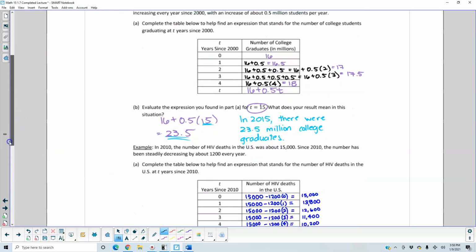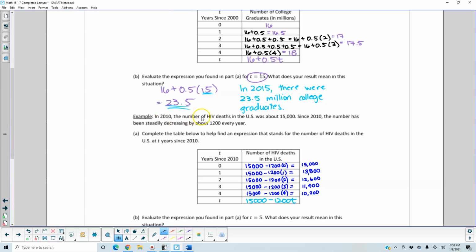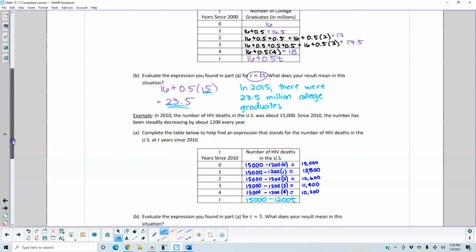Another example. It says in 2010, the number of HIV deaths in the United States was about 15,000. Since 2010, the number has been steadily decreasing by about 1,200 every year. In Part A, we want to complete the table below to help find an expression that stands for the number of HIV deaths in the U.S. at T years since 2010.